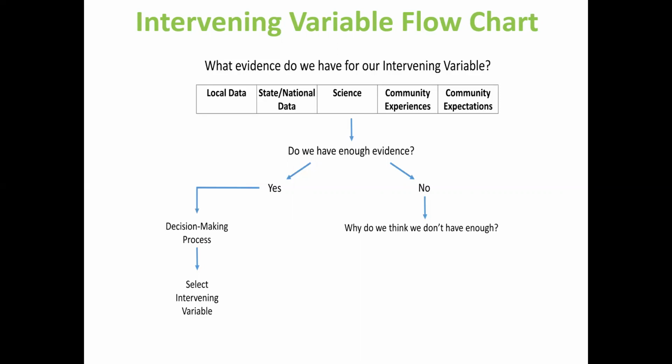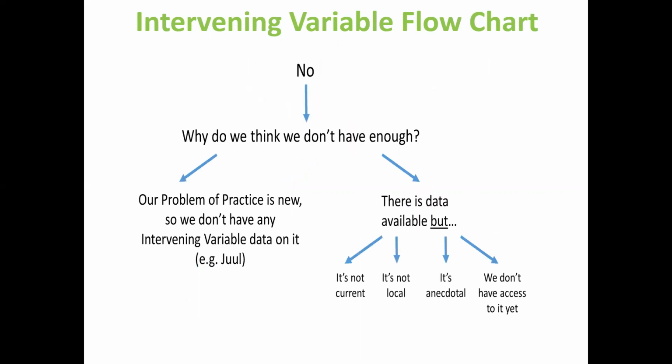So we answer that first question of, do we have enough evidence to make a decision around our intervening variables? We're going to move on to if that answer is no. If the answer is no, the next thing you must ask is, why do we think we don't have enough data?